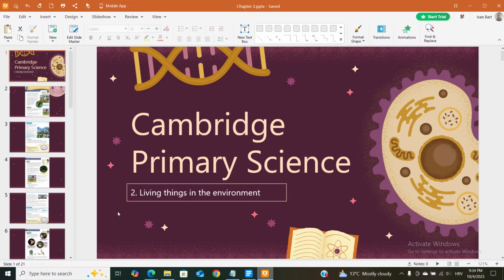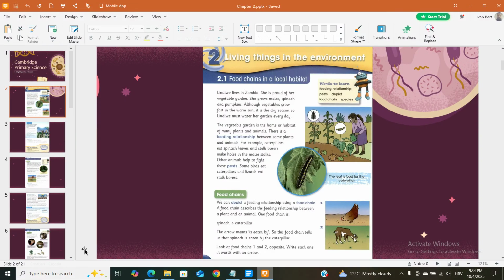Cambridge Primary Science. 2 Living things in the environment. 2.1 Food chains in a local habitat.